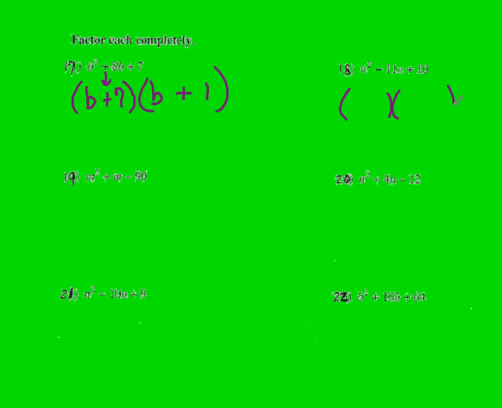Same thing here. Numbers that multiply to 10 and add to 11. That would be 10 and 1. Bigger number gets that sign. Negative 10 times what kind of 1 gives you a positive 10? They both have to be negative. Okay, on 19.